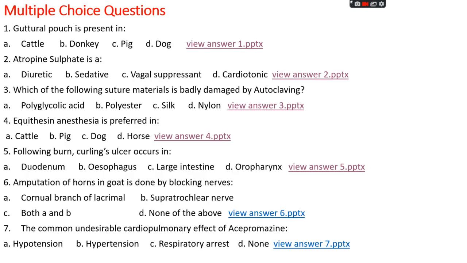Question number 6. Amputation of horn in goat is done by blocking nerves. Option A, corneal branch of lacrimal. Option B, supratrochlear nerve. Option C, both A and B. Or option D, none of the above. The right answer is option C, that is both A and B.